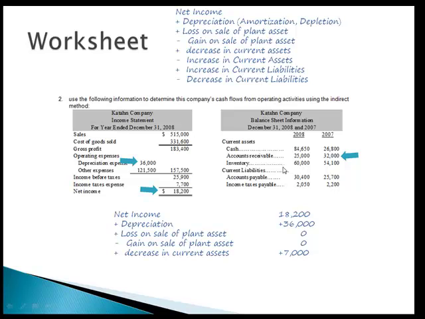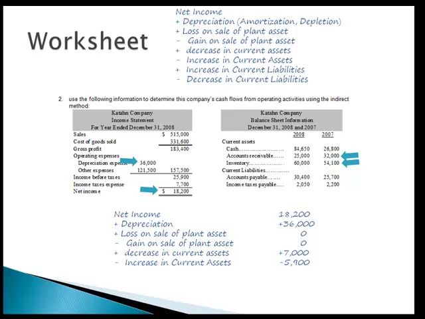Okay, next one is inventory. Inventory went from $54,100 up to $60,000. Inventory, a current asset, when it goes up, we want to take it out or subtract it. So we're doing the opposite, right? It goes up, we want to take it out. So we get the difference, $5,900, and we take it out.